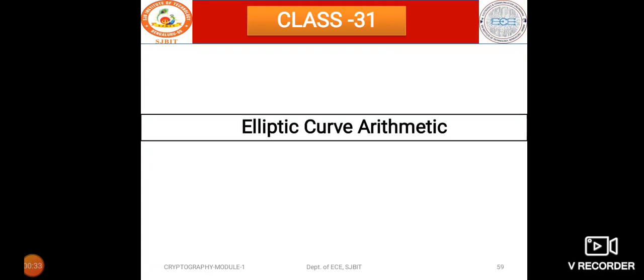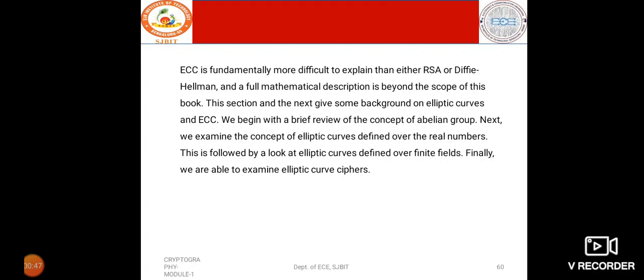A competing system challenges RSA: elliptic curve cryptography, that is ECC. ECC is showing up in standardization efforts, including the IEEE P1363, which is a standard for public key cryptography. The principal attraction of ECC compared to RSA is that it appears to offer equal security for a far smaller key size, thereby reducing processing overhead.